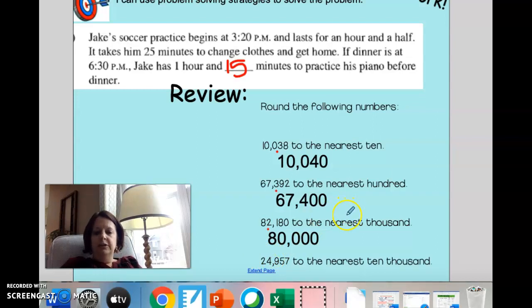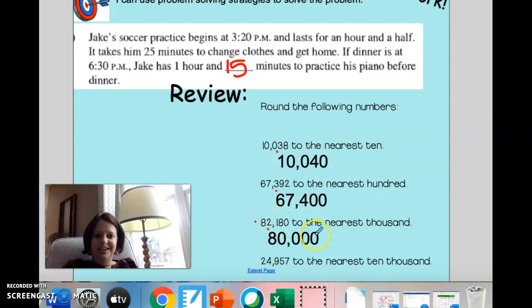Oh my goodness, I just realized something, guys. I rounded this one, 82,180, to the nearest 10,000. You must be saying, Mrs. Ovitz, we noticed you did something wrong, and you're absolutely correct. But now, since I have my marker here, it's not letting me fix it. So 82,180 rounded to the nearest thousand is 82,000. I'm just going to type that out.